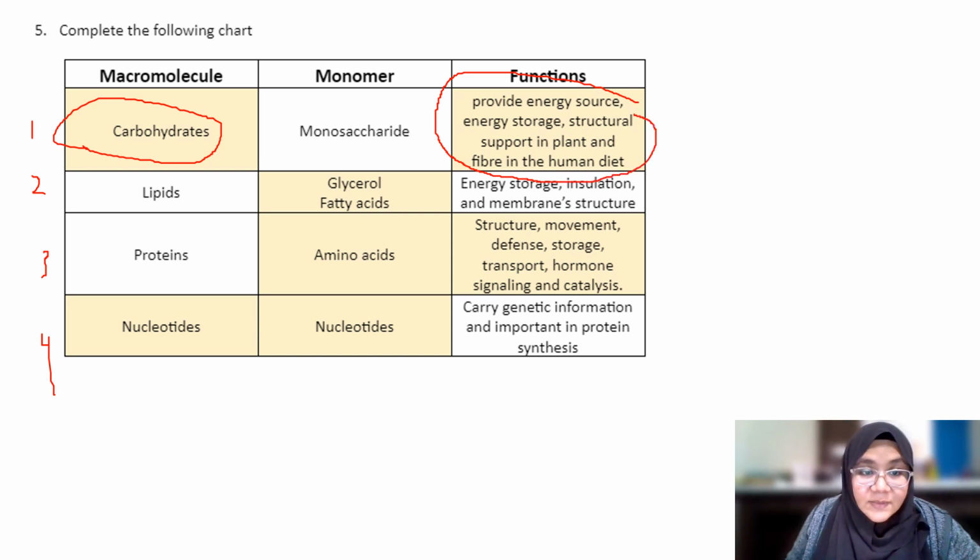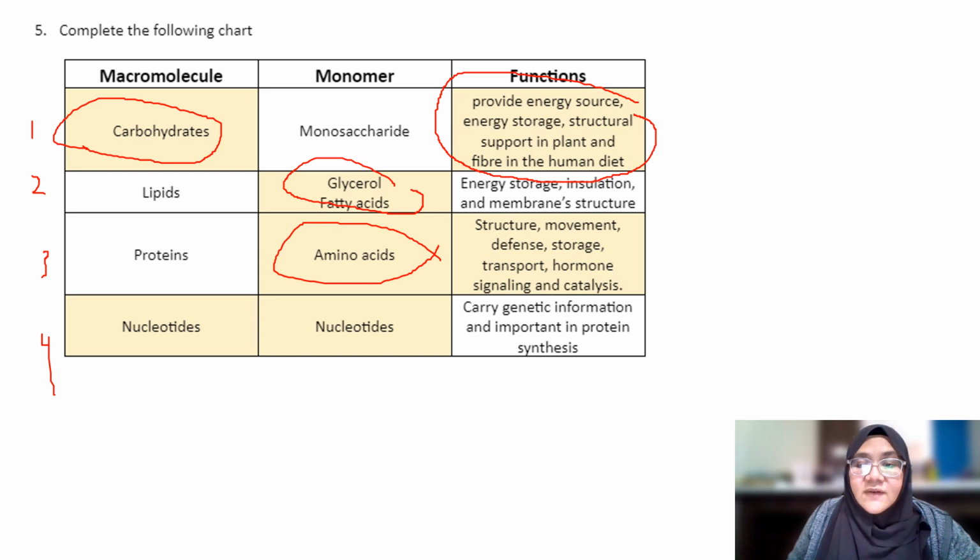Then it gives the question for the macromolecule, the lipid. So what are the monomers? The monomers for lipids are glycerol and fatty acids. Then for number 3, proteins, it asks what the monomers for proteins are. The monomers are amino acids, and the function is structure and movement, forming our muscles so that we can move. It can produce enzymes, it can produce hormones, and it can catalyze enzymes, and hormone signaling.